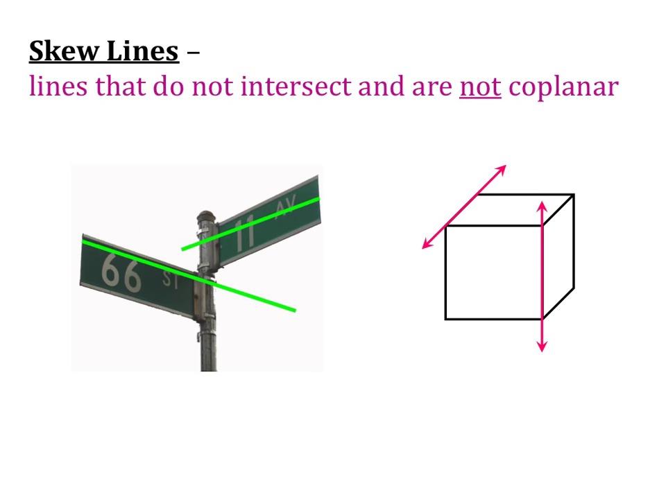We can pick a different pair of edges that are also skew. Street signs are a great real-world example. The street sign above another street sign are examples of skew lines.